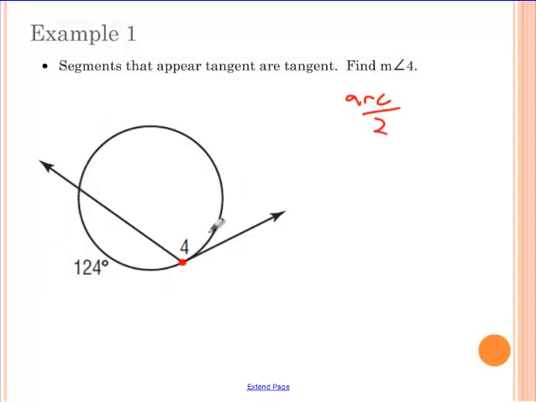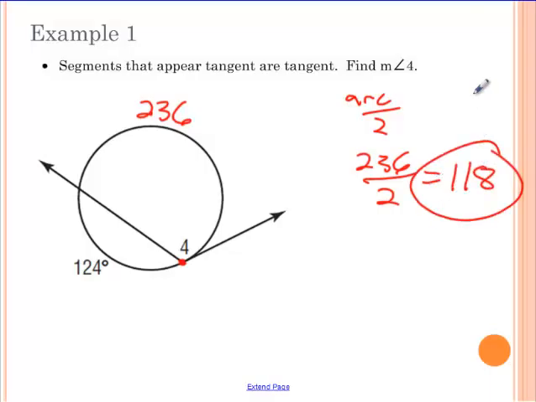The arc that it cuts off is this angle subtracted from 360. So if I take 360 and I subtract 124, 360 minus 124 is 236. So this arc is 236. 236 over 2 is 118. So that angle, angle 4, is 118 degrees.